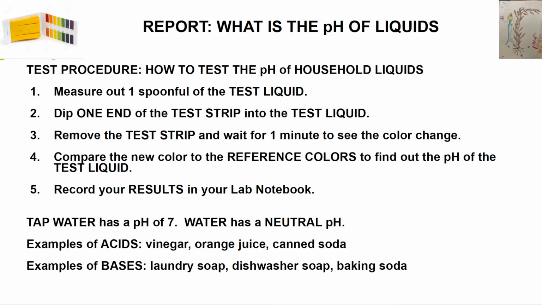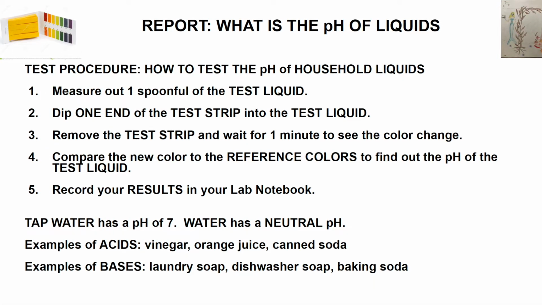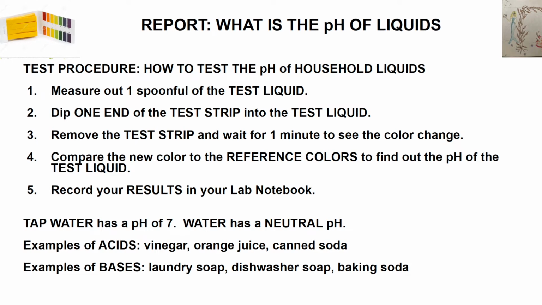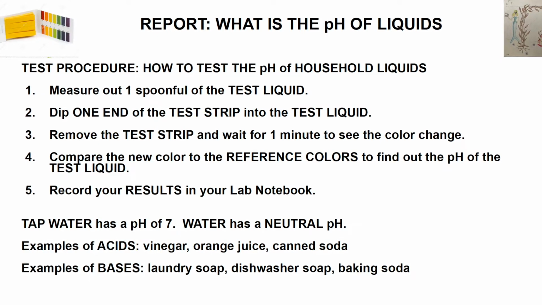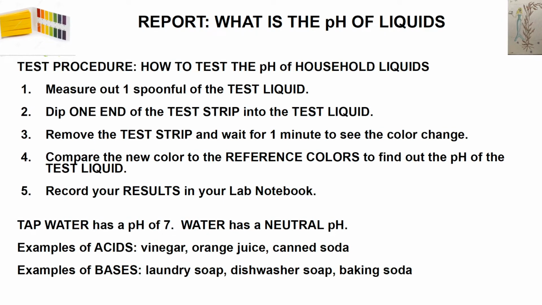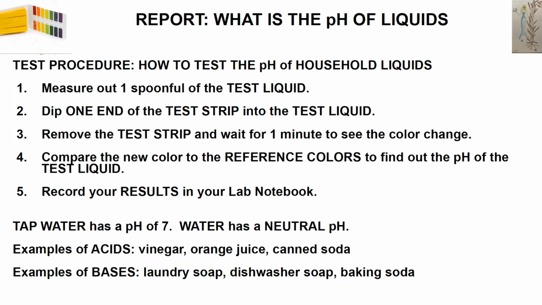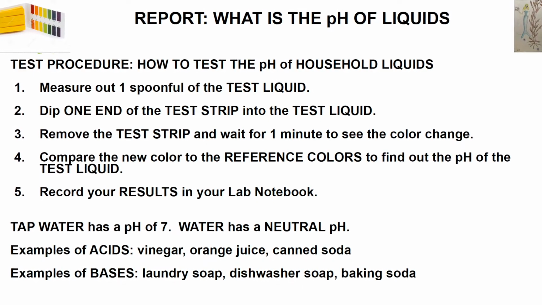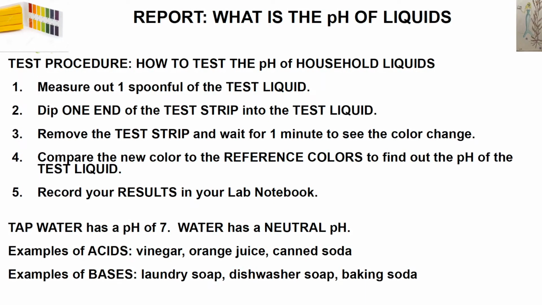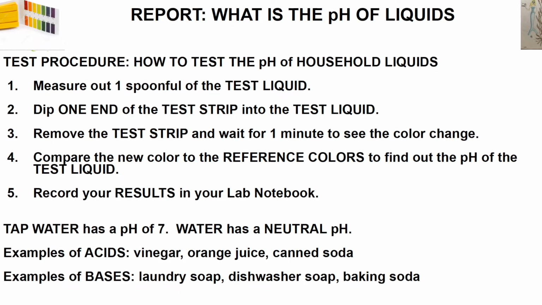This is our test procedure. First, we'll put out a small amount of the test liquid. Dip one end of the test strip into the liquid. Remove the test strip and wait for a minute to see the color change. Then we'll compare the color to reference colors to find out the pH of our test liquid, and then you'll write your result in your lab notebook.